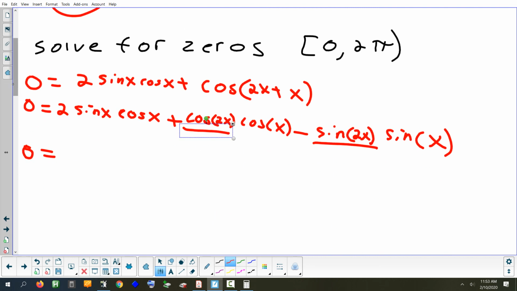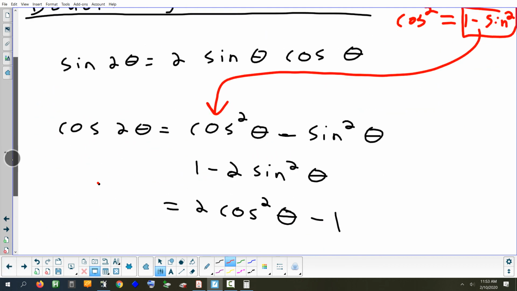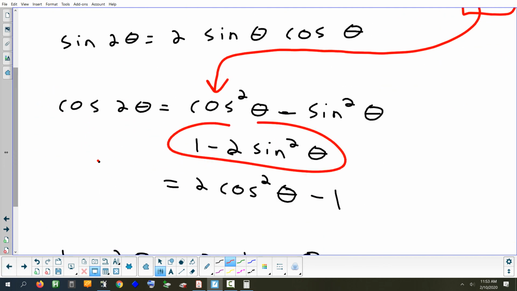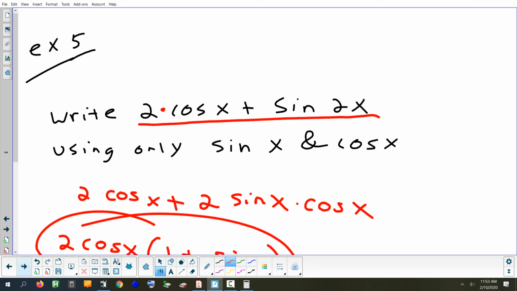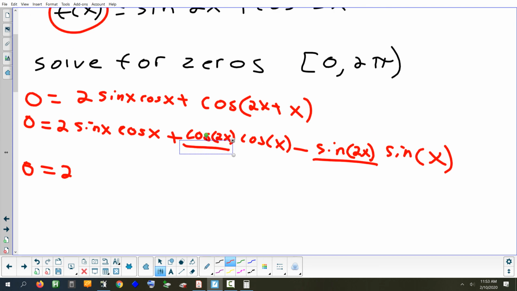All right, so cosine 2x. Let's write that. This is the part that's a little tricky, but I'm going to write it like that: 1 minus 2 sine squared x. You'll see why I picked that one in a second. All right, so we've got 2 sine cosine plus 1 minus 2 sine squared x. I put the part I underlined in parentheses so you know what I changed.